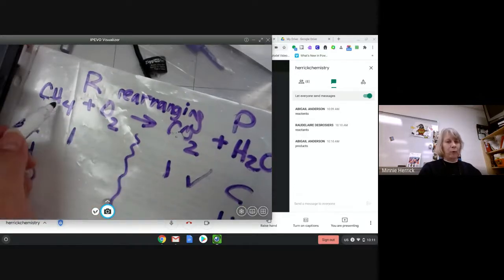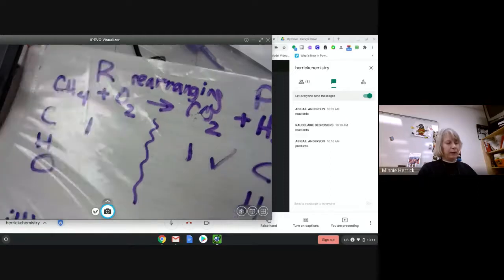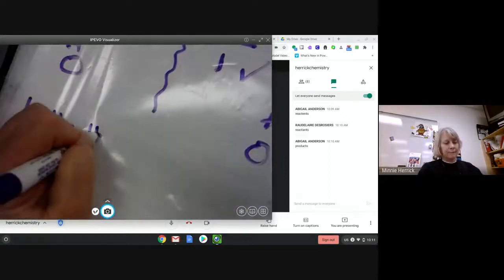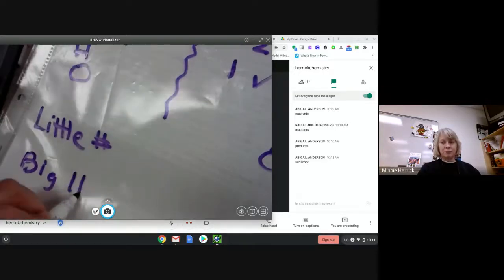Then we have 4 H's with a little tiny 4. Again, that's called the what? What do we call the little numbers? The little numbers are called what? And then we're going to be adding in big numbers. That's right, AJ.